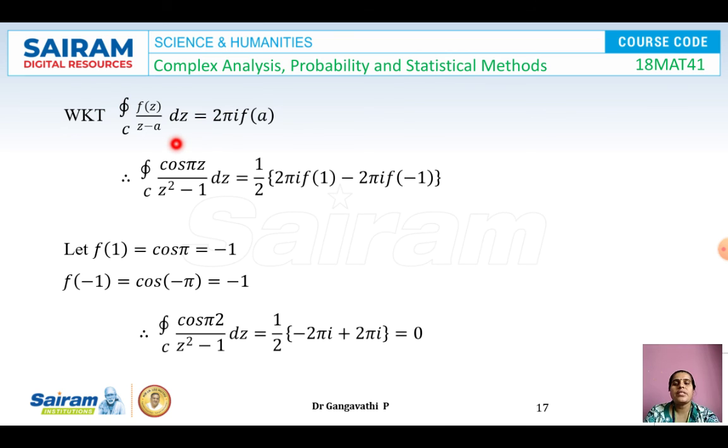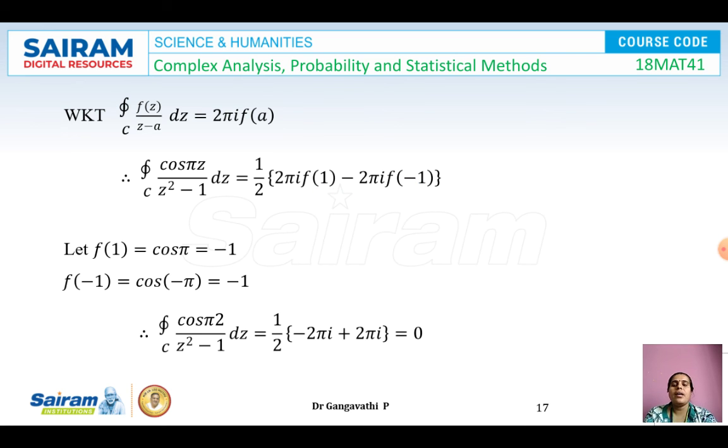The complex integral formula is given by: integral over C of f of z by z minus a dz is equal to 2 pi i into f of a. So the half which we have taken outside, and 2 pi i into f of a, where the value of a for the first term is 1 and similarly for the second term it is minus 1. So what are f of 1 and f of minus 1?